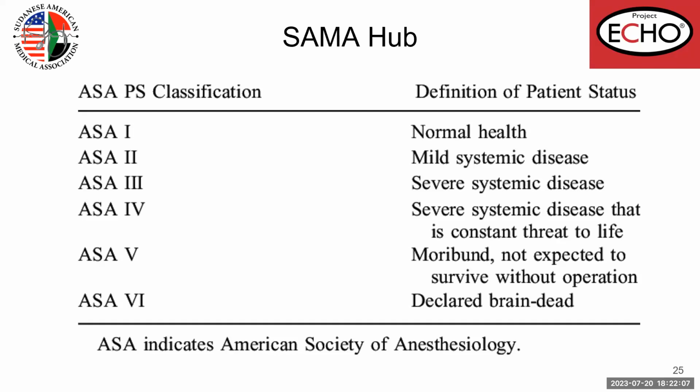The same with diabetes. If the child is well controlled and he has no hypoglycemia or any hyperglycemic coma or any complication of diabetes for the last 1-2 years, so it's a mild, well-controlled systemic disease, I can go for sedation. But if the child is class 3 or 4 or 5 or 6, like, for example, severe systemic disease, a life-threatening condition, not expected to survive without operation, or declared brain dead, in all these situations, I cannot go for sedation.